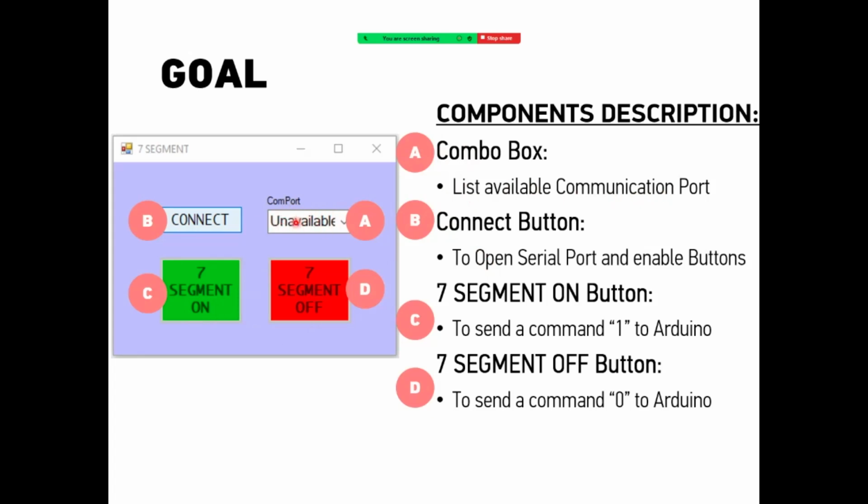It means there is no available port for serial communication. The 7 segment on button is going to send command 1 to Arduino, and the 7 segment off button is going to send command 0 to Arduino.